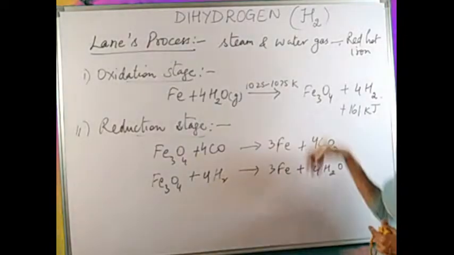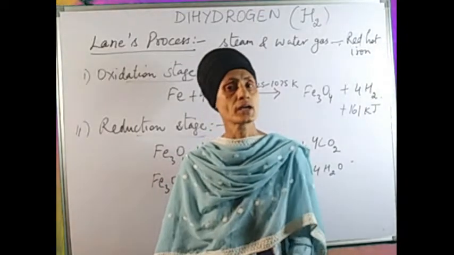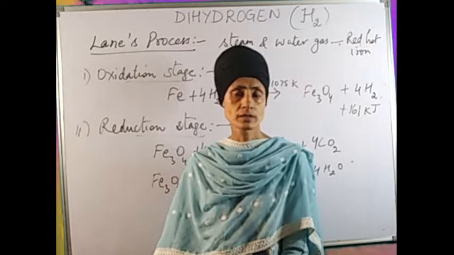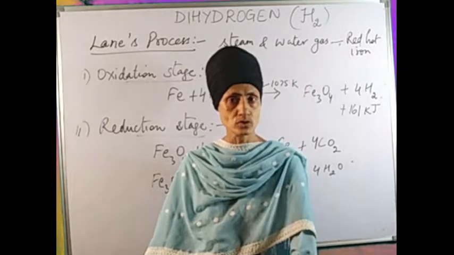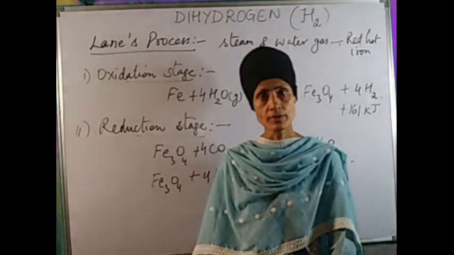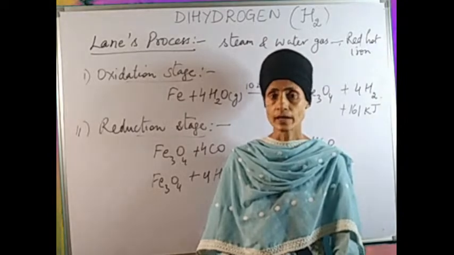So this is also one of the very important commercial methods for the preparation of dihydrogen. So this was all about the important preparation methods of dihydrogen, which we have discussed in detail. Go through it. Next time when we meet, we will do the properties of dihydrogen and its uses.